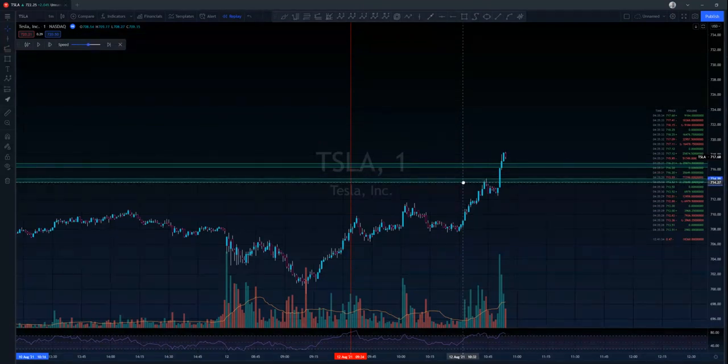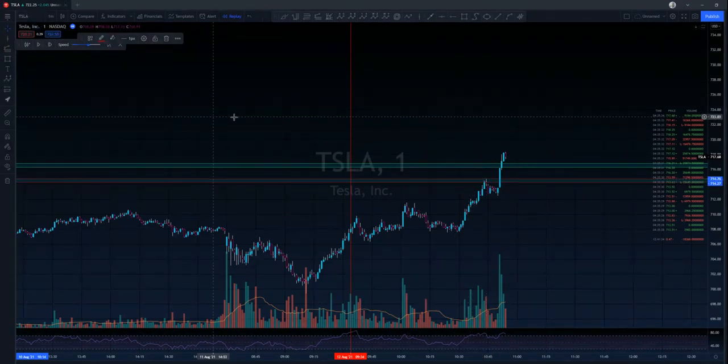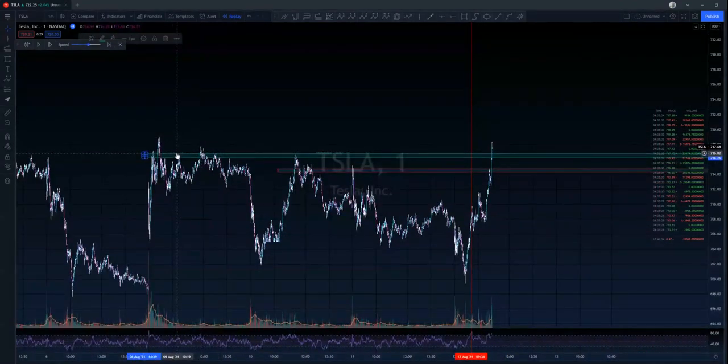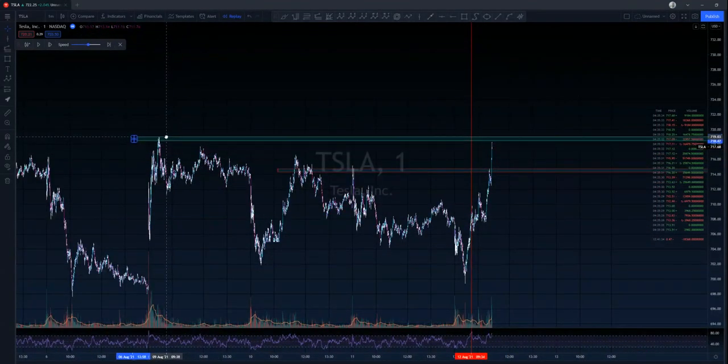So you want basically the body to wick here. And so this is then your support zone. And then we're looking for, okay, where are our profit zones here? So those profit zones are going to be your old ones up here.